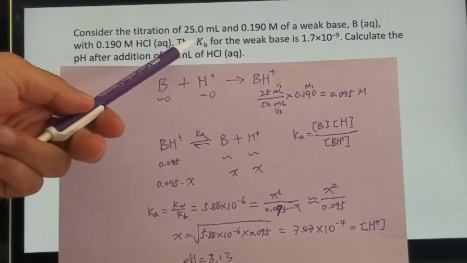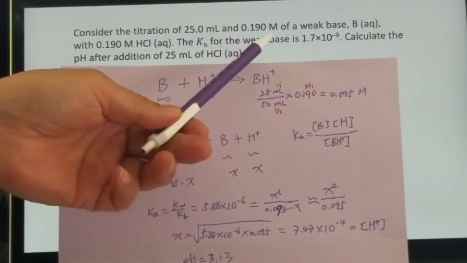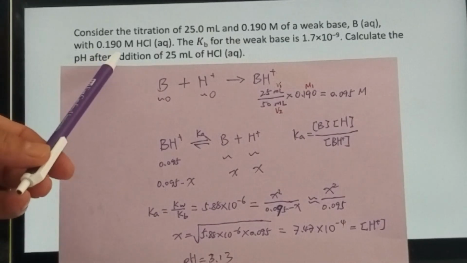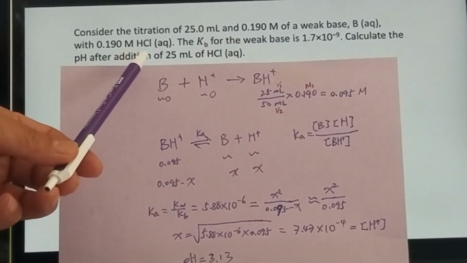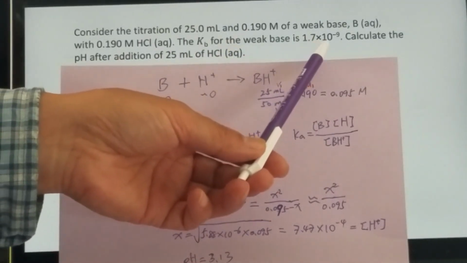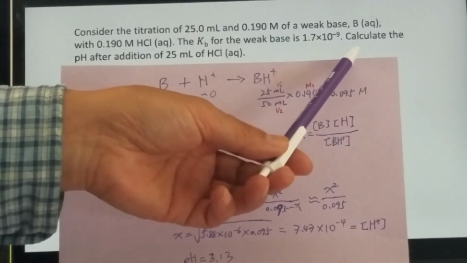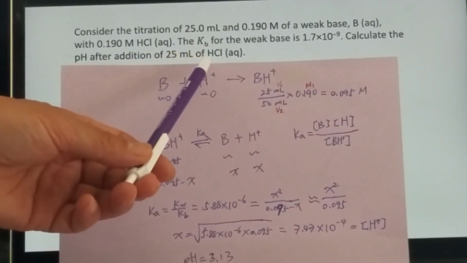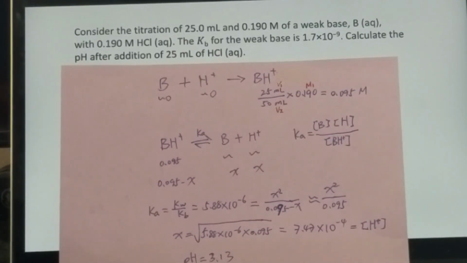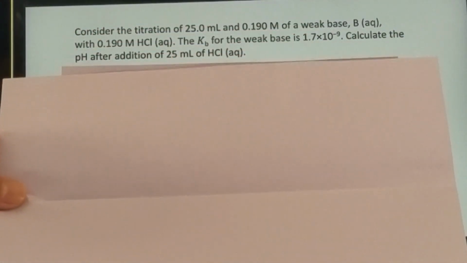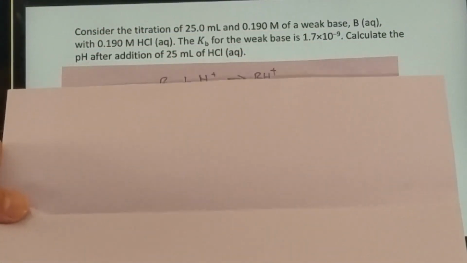Consider the titration of 25 milliliters of 0.19 molar weak base with 0.19 molar hydrochloric acid. The Kb is 1.7 times 10 to the negative 9. We need to calculate the pH after addition of 25 milliliters of HCl. So 25 milliliters, that's the equivalence volume.